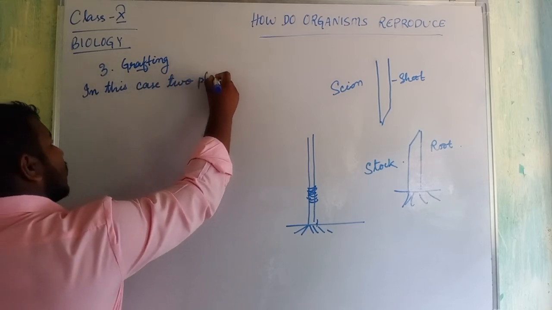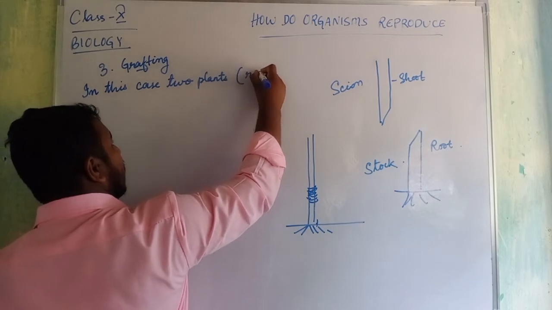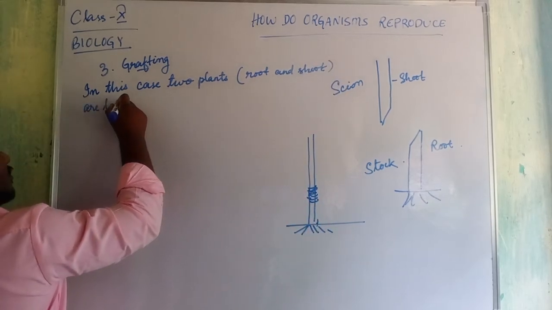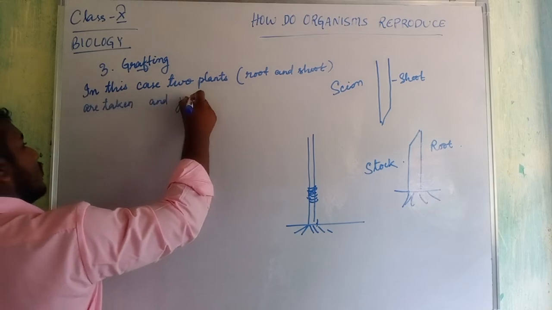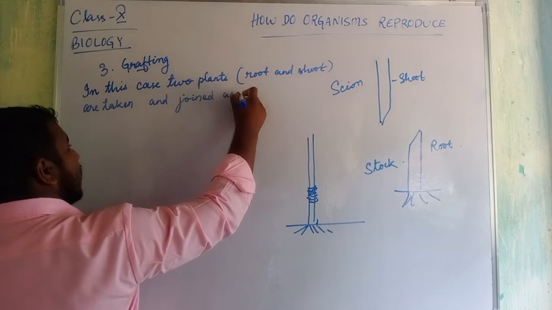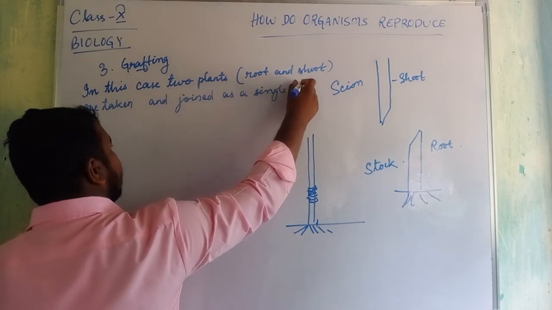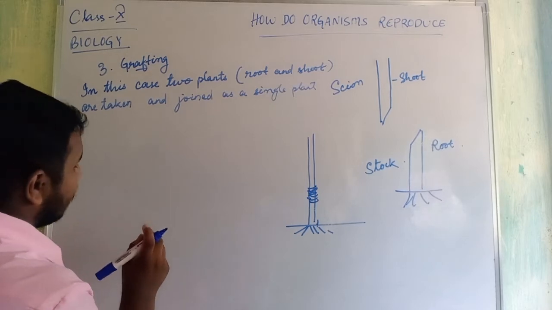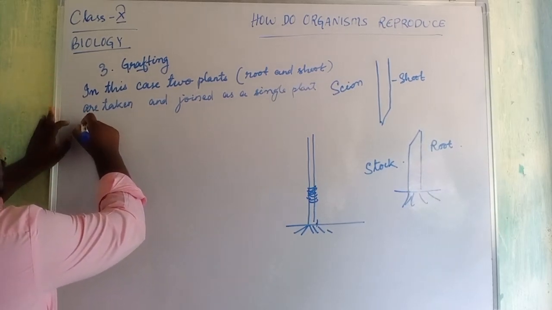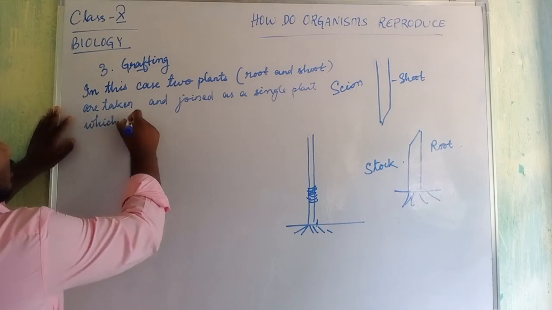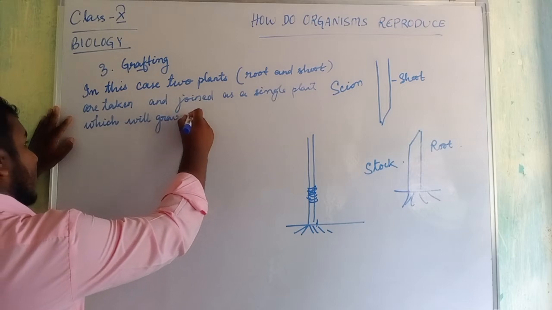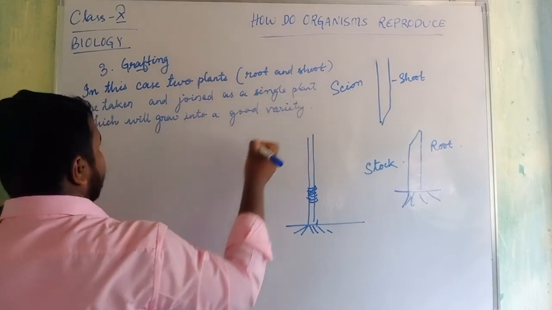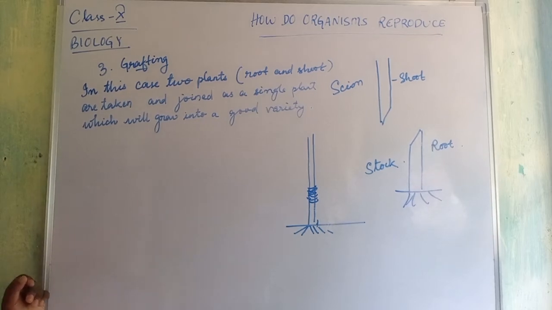So here you can write, in this case, two plants, that is root and shoot, are taken and joined as a single plant, which will grow into a good variety. That means a good variety of fruits or flowers will be produced.